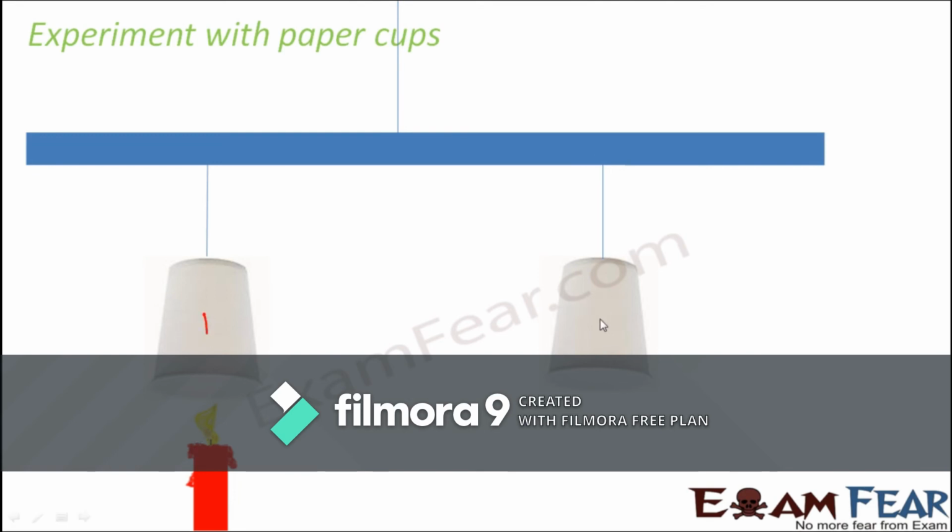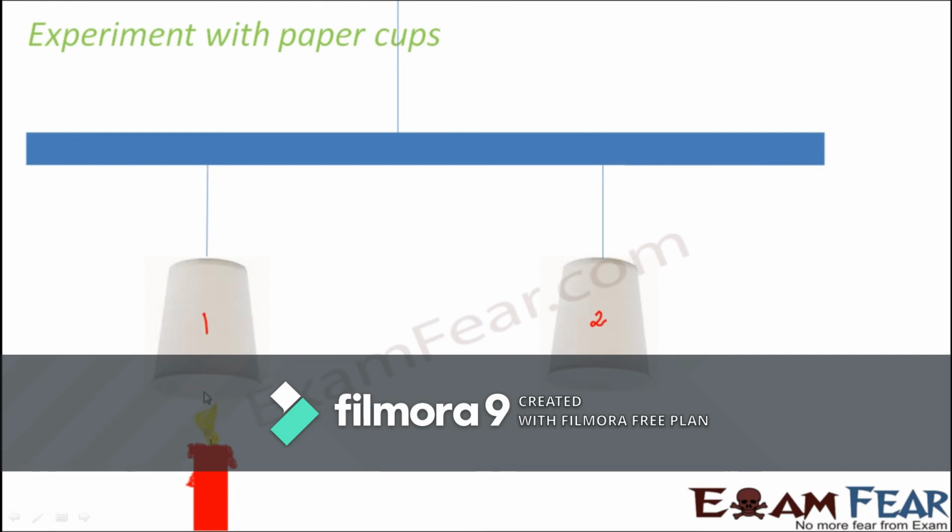So let's call this paper cup 1 and this paper cup 2. Below paper cup 1, we have placed a candle. Now, due to the flame of this candle, what would happen? It will heat up the air present in the surroundings. The air will get heated up.